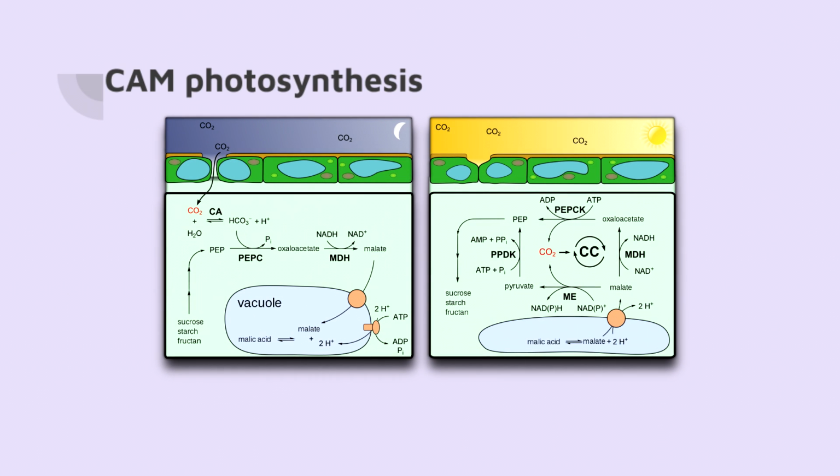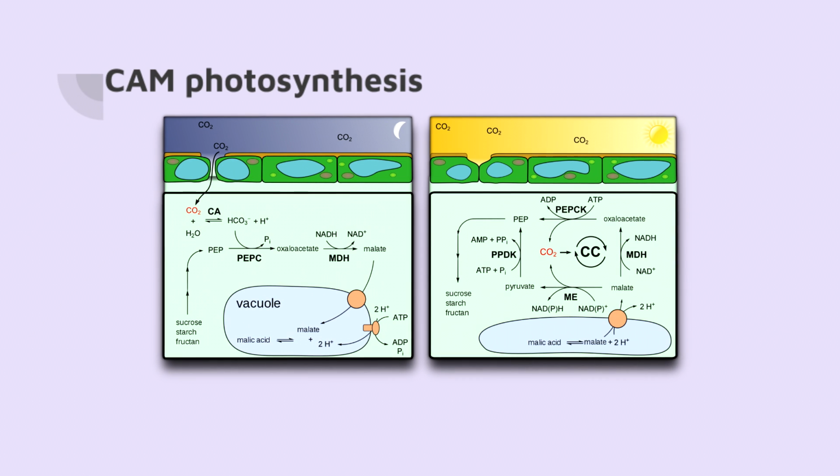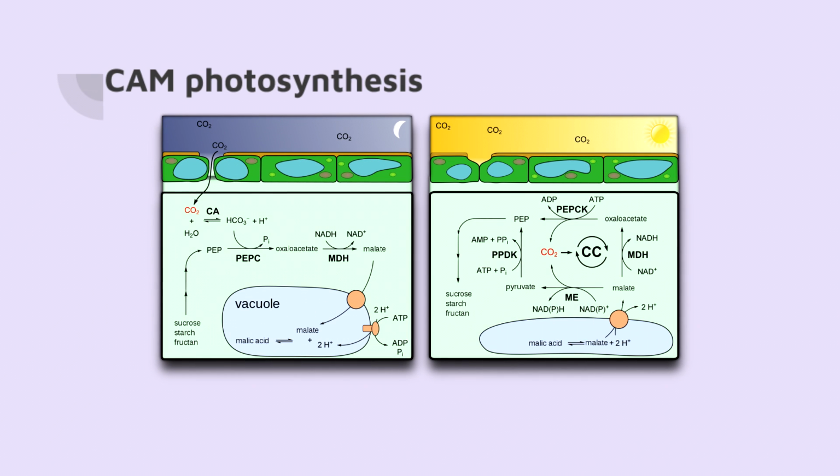The main difference between C4 and CAM plants is how they minimize water loss. C4 plants relocate CO2 molecules to minimize photorespiration, while CAM plants minimize photorespiration by choosing when to extract CO2 from their environment.